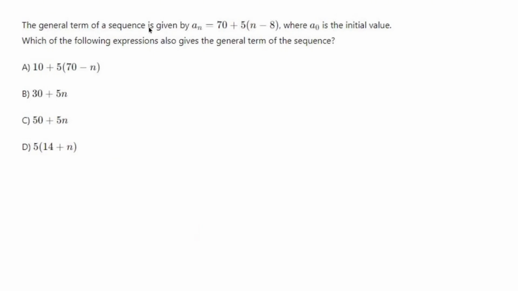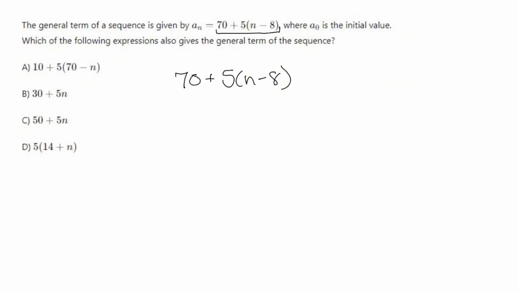The general term of a sequence is given by a sub n equals 70 plus 5 times the quantity n minus 8, where a sub 0 is the initial value. Who cares? Which of the following expressions also gives the general term of the sequence? So, I don't know. Let's do a little bit of distributive, a little bit of combining like terms and see what happens. We get 70 plus 5 times n minus 8.